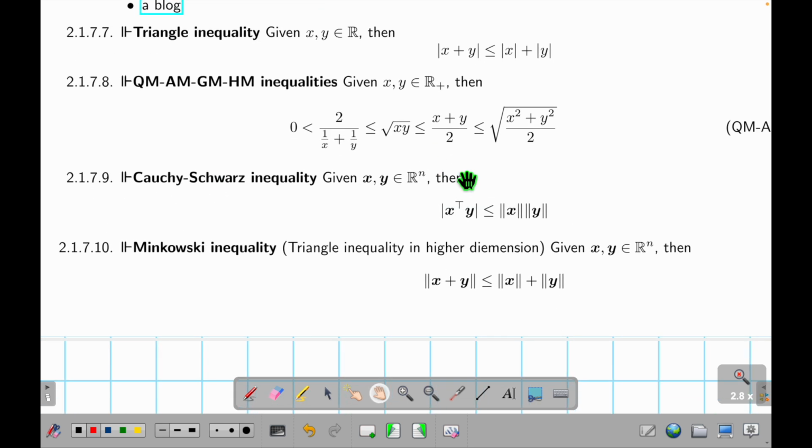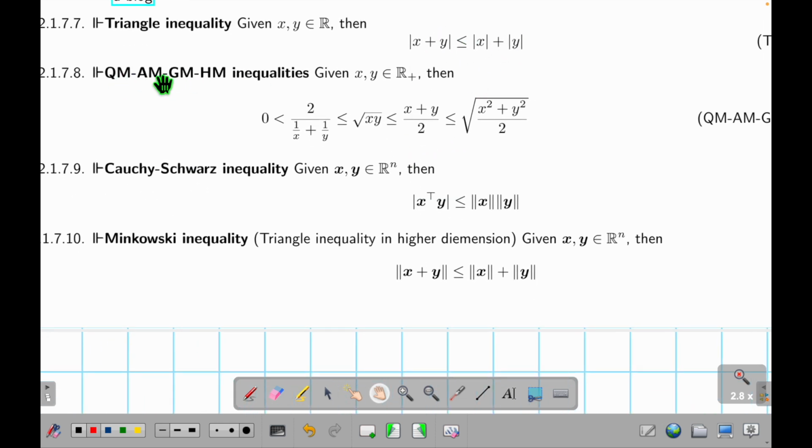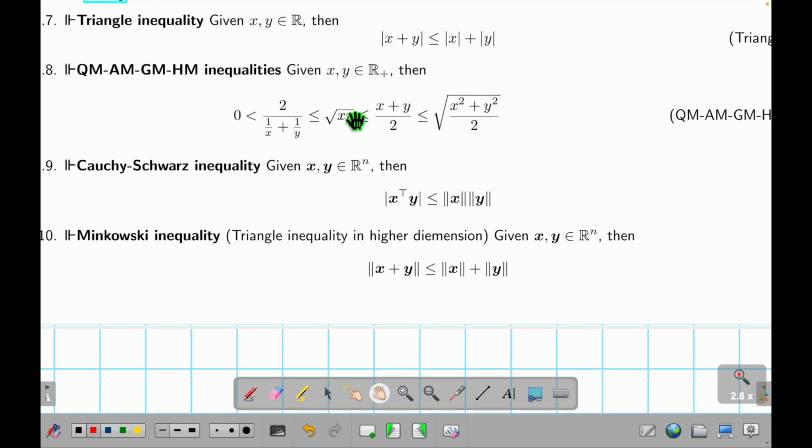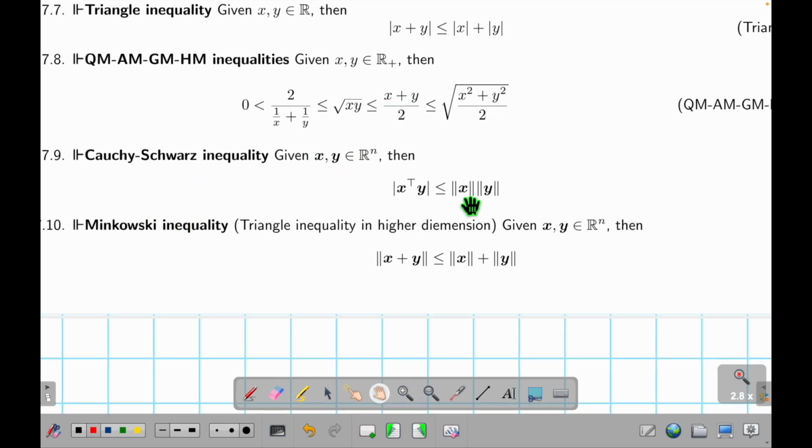Okay, and then for inequalities, you have the triangle inequality. You also have this QM, AM, GM, HM. So basically, if you have two real numbers, this is always true. We will use some of them later, but we don't need to prove that. And you have something called Cauchy-Schwarz and Minkowski. You will learn this later.